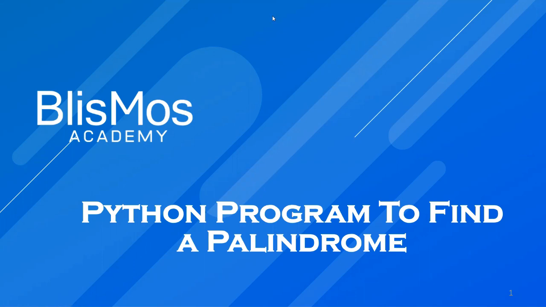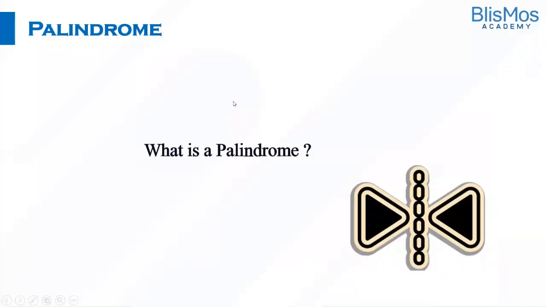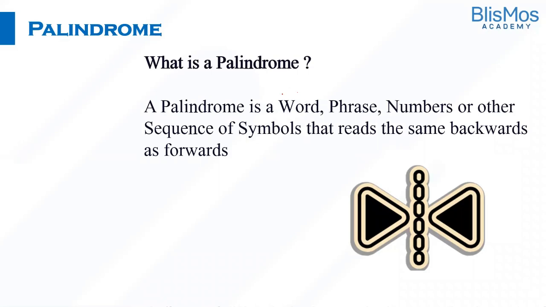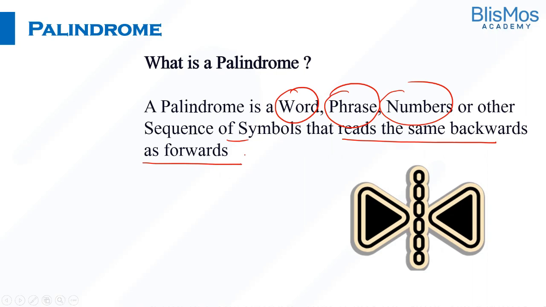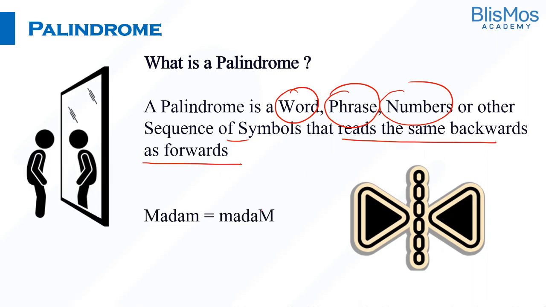In this video, we'll understand how to write a Python program to find a palindrome. What is a palindrome? A palindrome is a word or a phrase or numbers or any sequence of symbols that reads the same backwards as forwards. Is it confusing? It is best understood by an example. Let us take an example here.